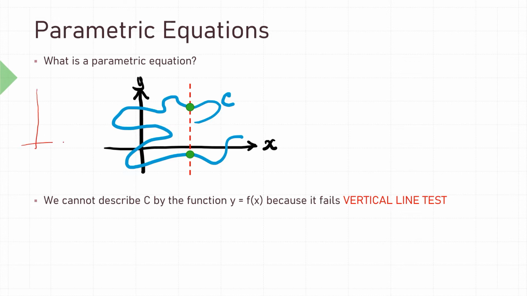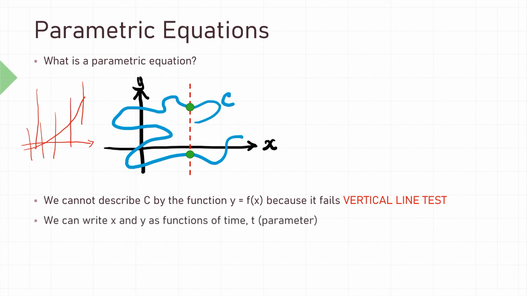For example, suppose we have this graph. We do the vertical line test. Anywhere it only intersects at one point, so it can be written as y equal to f(x). Since this curve C cannot be written as y equal to f(x), what should we do?